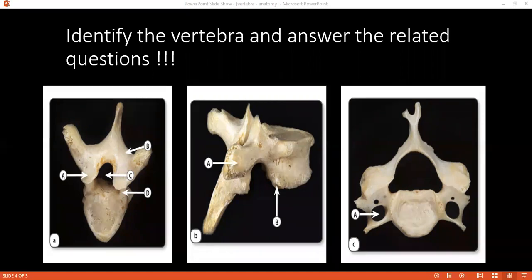Can you please tell me the location of the paravertebral venous plexus? The vertebral venous plexus is mainly located in the epidural space, and these are the paravertebral venous plexus. So anteriorly and posteriorly to what?